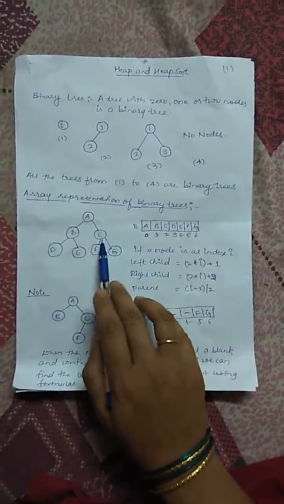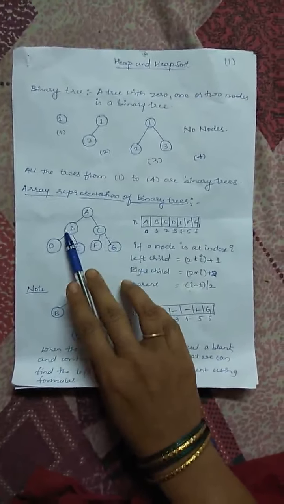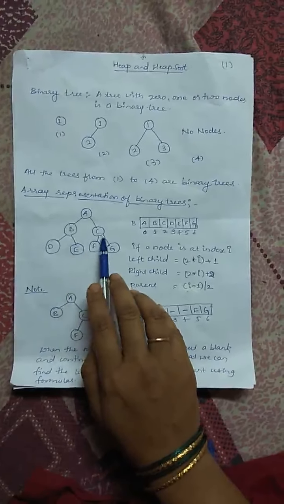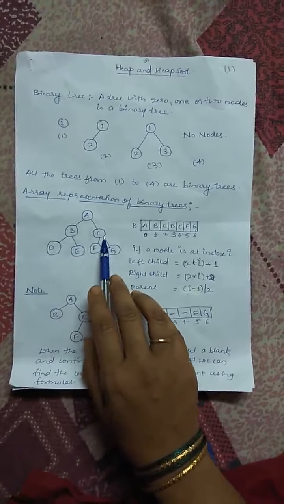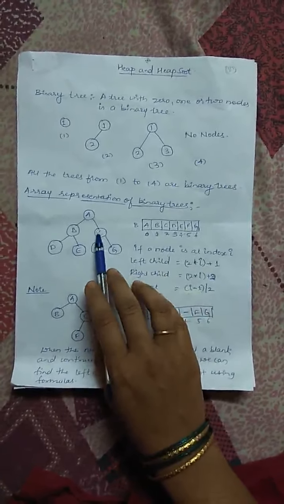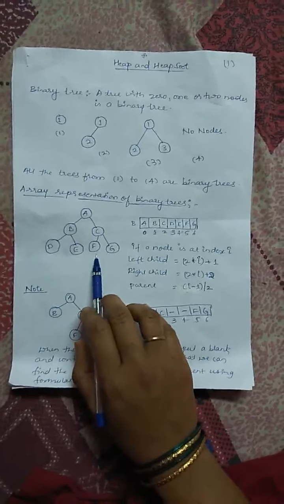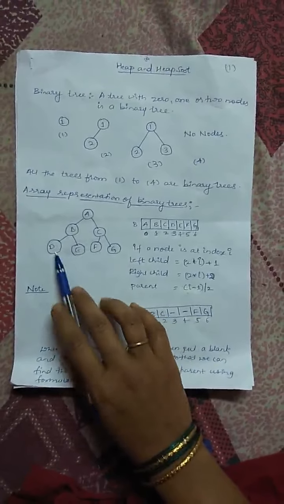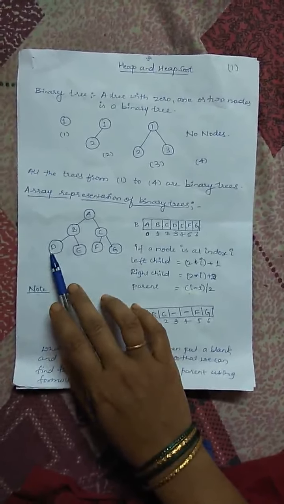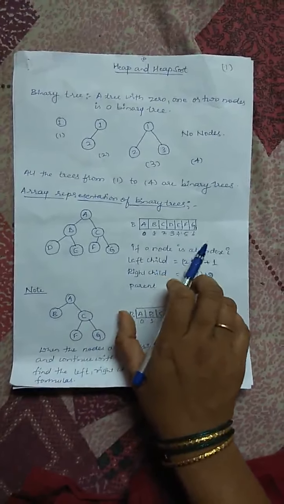Next, coming to level number 1. In this level number 1 there are 2 elements. Starting from left to right you have to write. So B and C are the 2 elements in level number 1. Then coming to the next level, level number 2. In this level there are 1, 2, 3 and 4 nodes. So starting from the left node to the right node, we are going to write the elements like this.